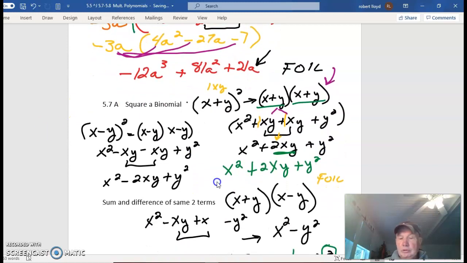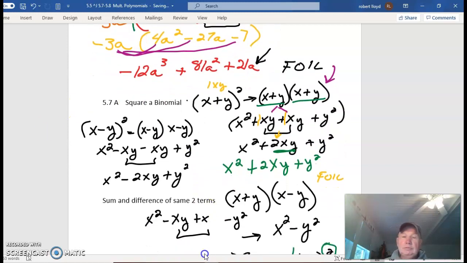This is a shortcut way to do this, where you take the first term and square it. Then you multiply these two and double it. So x times y is 1xy. If you double it, you get 2xy. And then you square the last term. You can take the shortcut only in these particular situations, or you can always do the FOIL method.